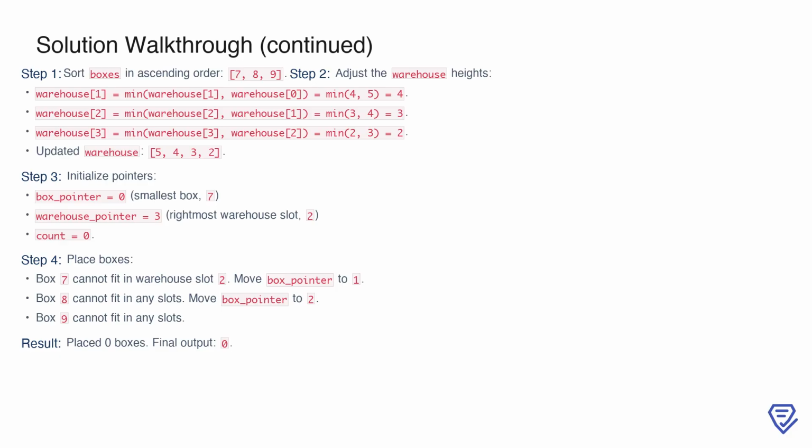As we try to place the boxes, box 7 cannot fit into the slot of height 2, so we move to the next box. Box 8 is also too large for any slot, as is box 9. None of the boxes can be placed into the warehouse. The final result is that 0 boxes were placed, and the output is 0.